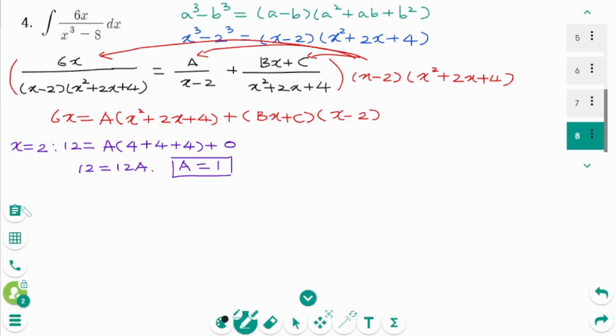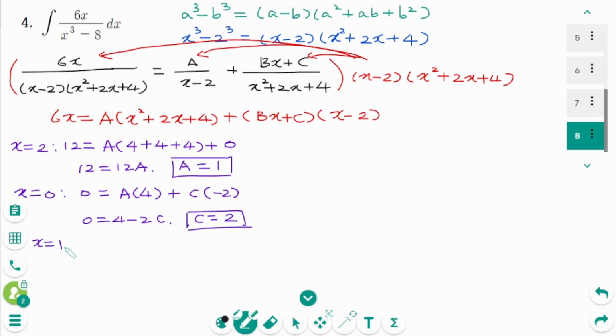To solve for c, if x equals 0, then 6 times 0 is 0, equals a times 0 plus 0 plus 4, plus b times 0 is 0, then c times 0 minus 2 is minus 2. Then 0 equals a, which is 1, times 4, minus 2c, then c equals 2.